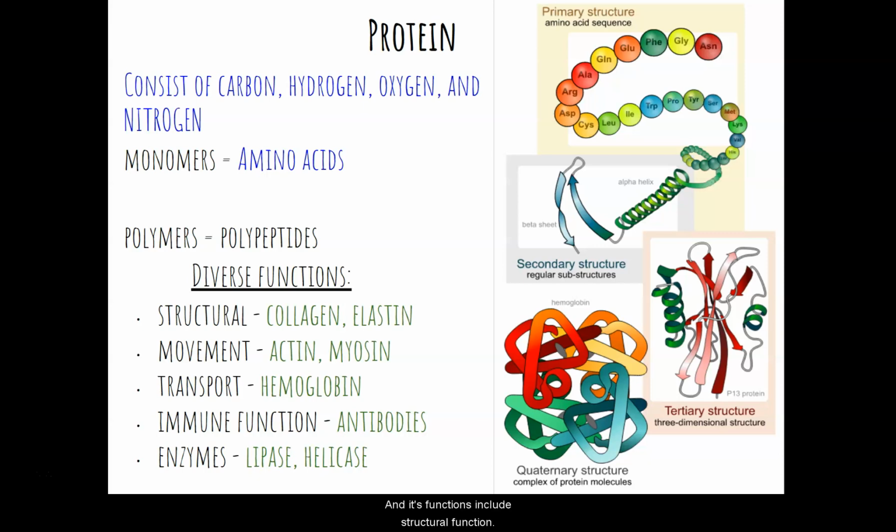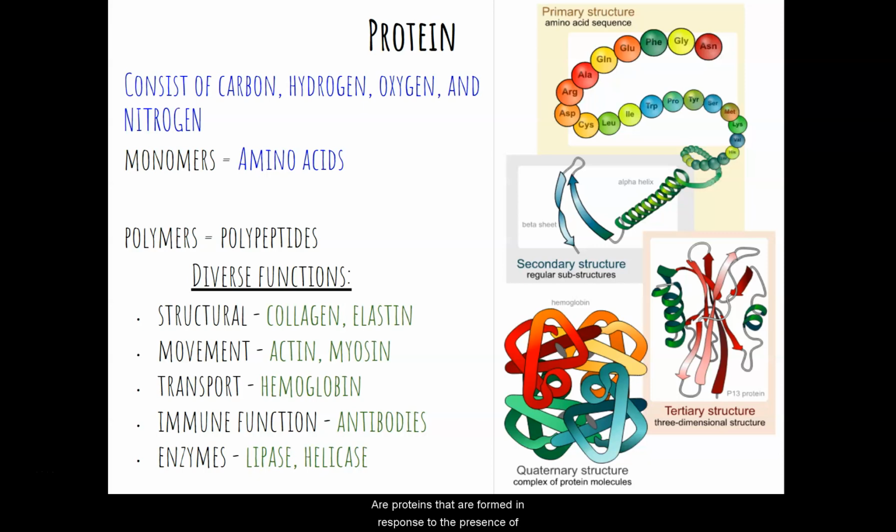And its functions include structural functions. In your skin, you've got collagen and elastin, and they give your skin that flexibility and spring. When you start losing your collagen and elastin, you get wrinkly. Your muscles are made out of specific proteins called actin and myosin that can contract. In your blood, you have a protein called hemoglobin that bonds with oxygen and it helps to transport oxygen around your body.